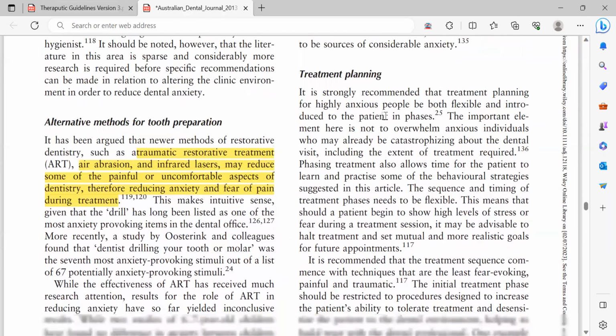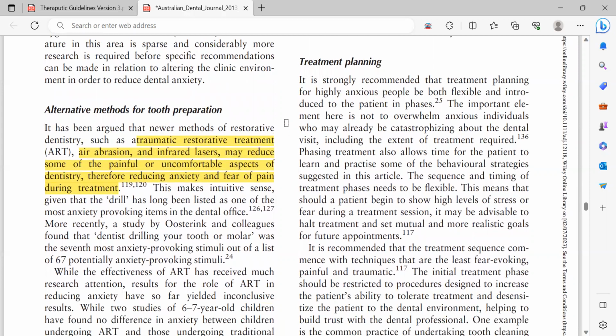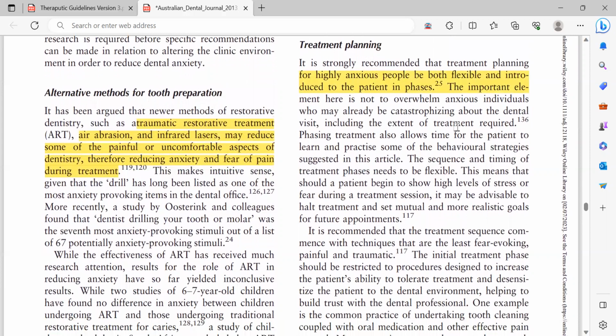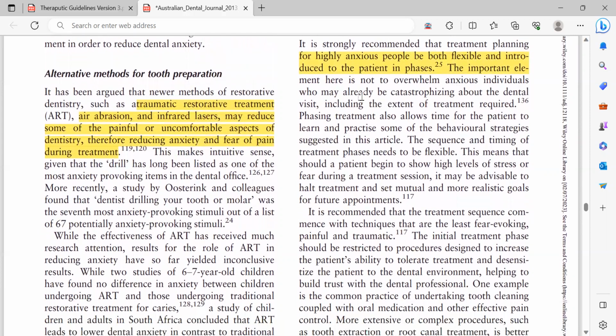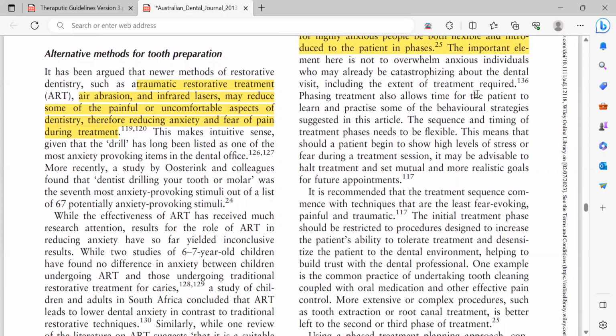Then treatment planning: how you need to make the treatment plan for this patient. It is strongly recommended that treatment planning for highly anxious people be both flexible and introduced to the patient in phases. The important element here is not to overwhelm an anxious individual who may already be catastrophizing about the dental visit, including the extent of dental treatment. So you should not give him all the information in one appointment. He will be very anxious and he would be like, my anxiety has not been relieved after this appointment.